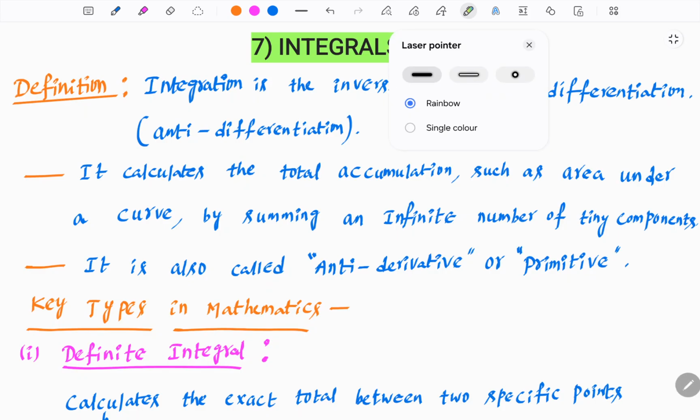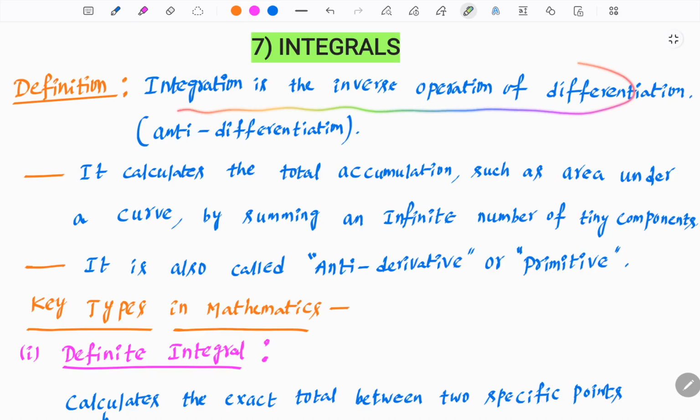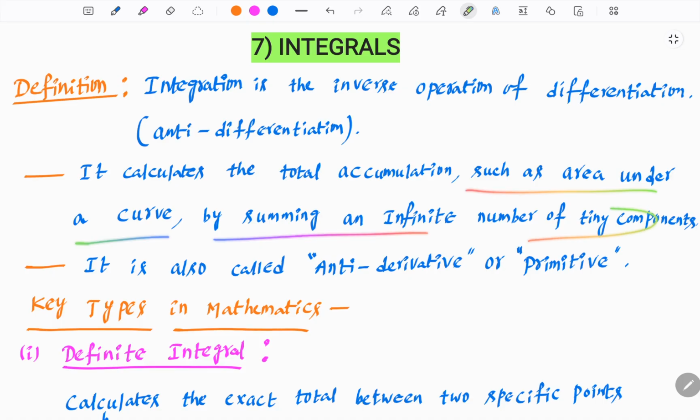Now just see, what is the definition of integration? Integration is the inverse process of differentiation, right? If you know the differentiation, we can use it to find the integration. That's why it is also called anti-differentiation. It calculates the total accumulation, such as the area under the curve, by summing an infinite number of tiny components.